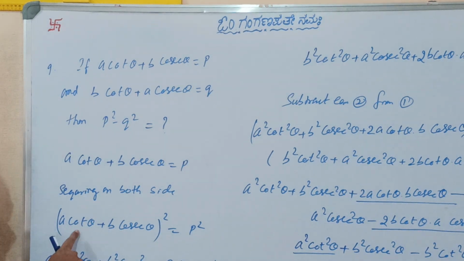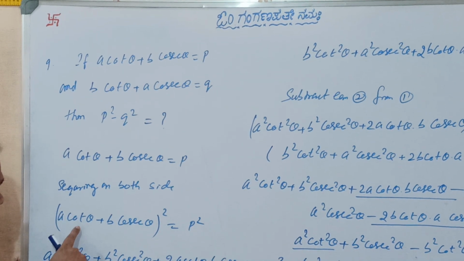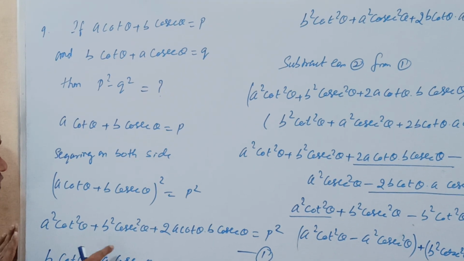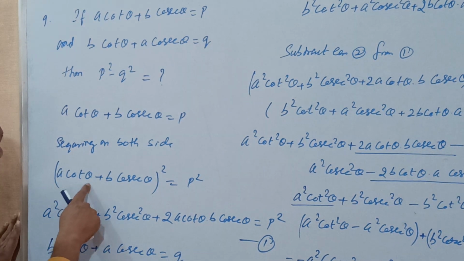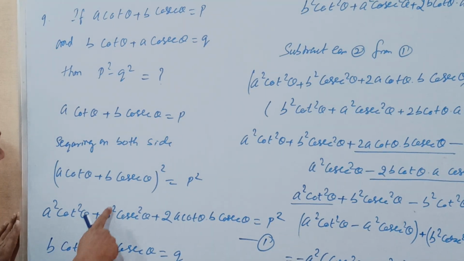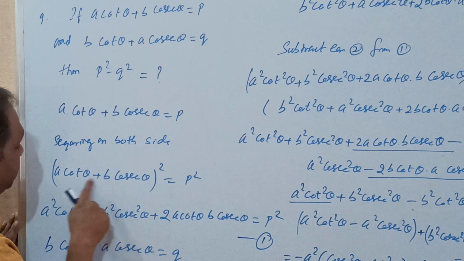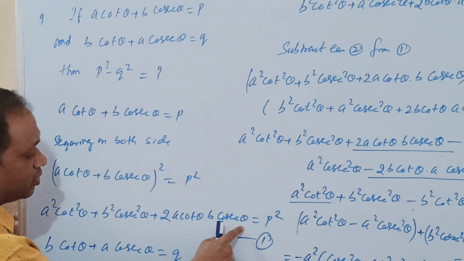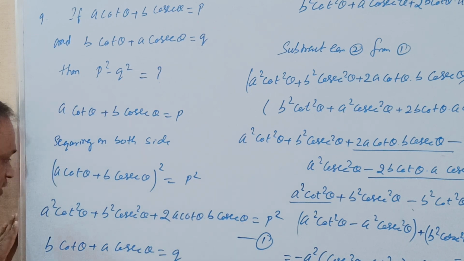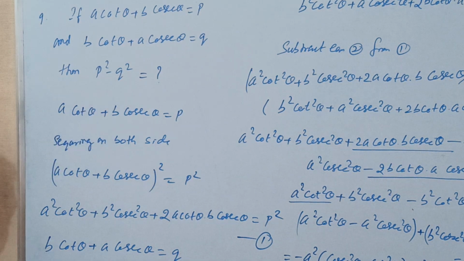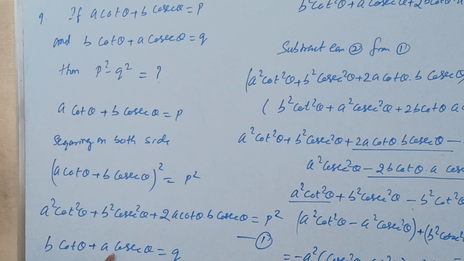This is of the form (a plus b) square. The identity of (a plus b) square is a square plus b square plus 2ab. So here a square is a square cot square theta, plus this becomes b square cosec square theta, plus 2ab, which is 2ab cot theta cosec theta, is equal to p square. So this is the first required equation actually. And again we are going to consider the second equation, that is b cot theta plus a cosec theta is equal to q.